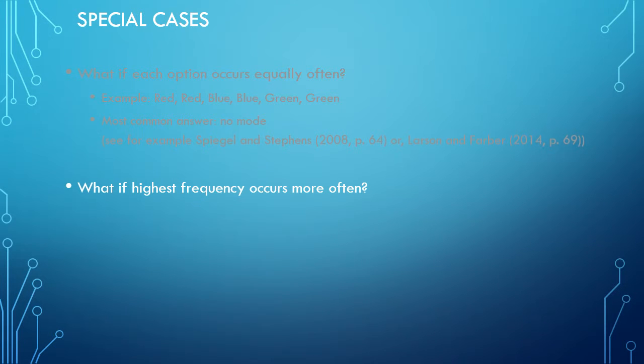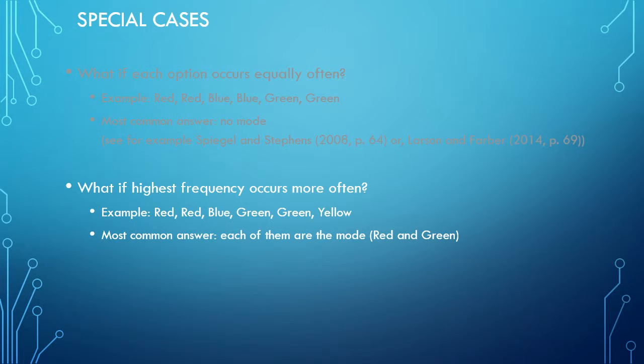Another question that might come up is what if the highest frequency occurs more often and there are a few that are lower? So for example, we have red, red, blue, green, green, and yellow. So now both red and green occur twice, and we also have blue and yellow only occurring once. In those cases, most often it will be said that both of them are the mode, red and green. If there are actually two modes, there's a special word for that, and it's called bimodal. If there would be three, trimodal, etc. Sometimes the term multimodal is used, and if there's only one, sometimes unimodal.